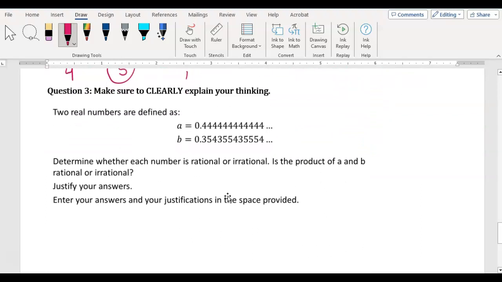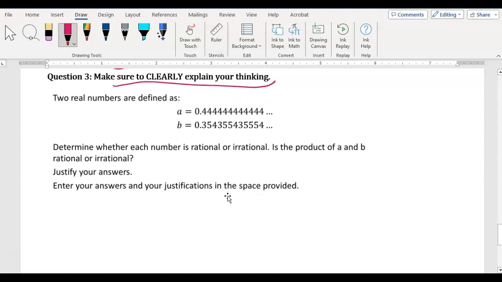Question 3. And this one is really important. I said make sure to clearly explain your thinking. For the purposes of this video, I'm going to give you some notes and ideas here, but I want you to really write this out and practice writing answers to these types of questions.